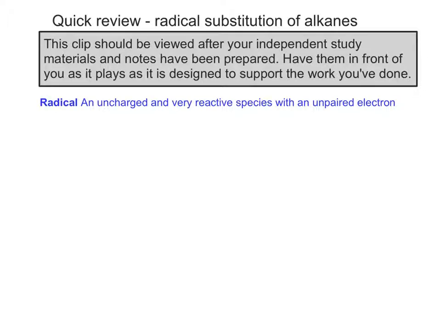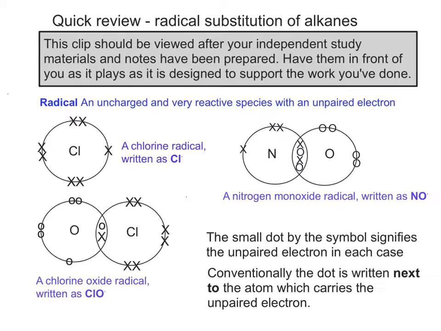So first let's have a look at what a radical actually is. It's an uncharged and very reactive species with an unpaired electron. So the little dot by the symbol is the unpaired electron in each case, but unfortunately this gives the radicals extreme reactivity and makes them environmentally problematic in many cases, which we'll look at now.